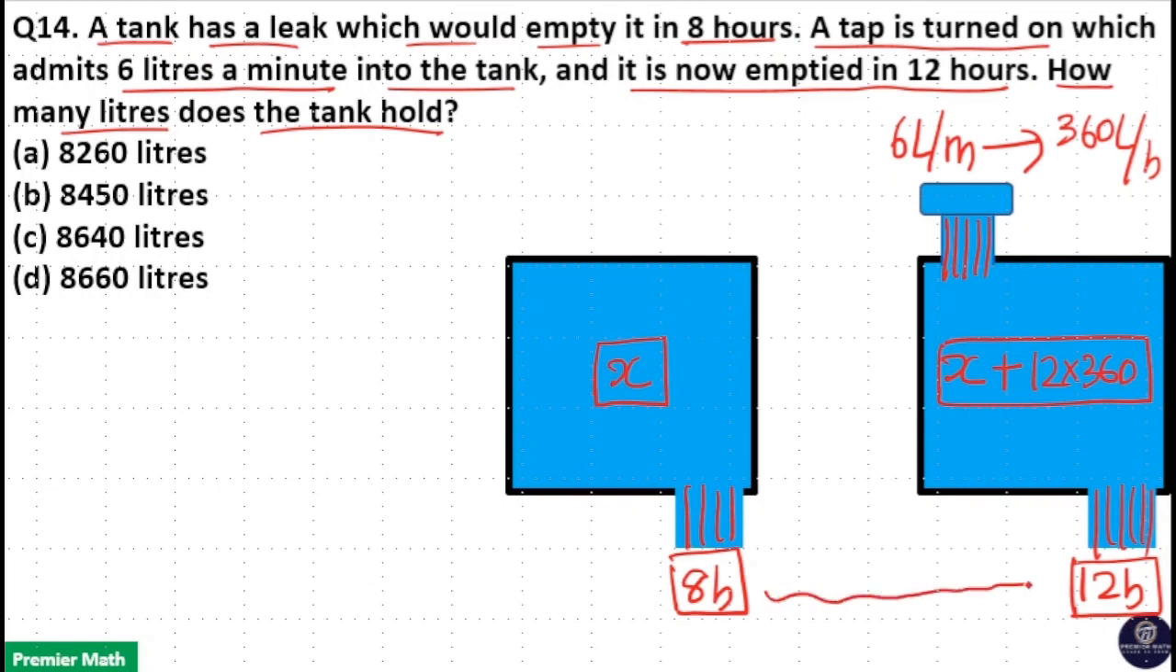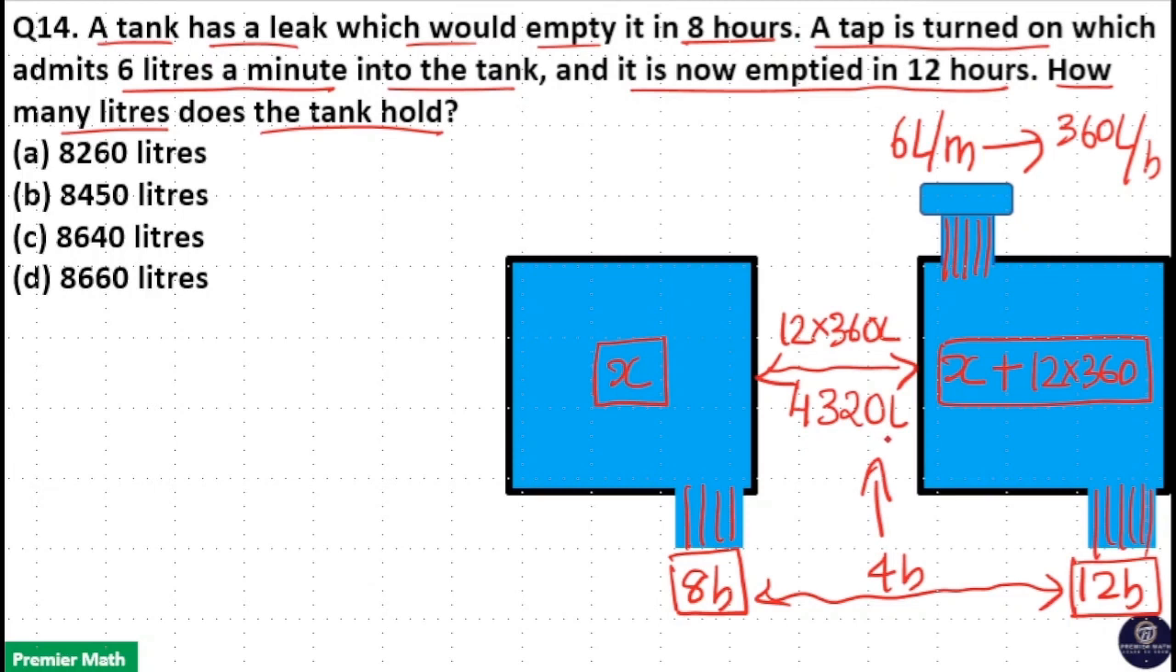Here the time difference between 12 and 8 is 4 hours, and the difference between the amounts of water emptying is, X cancels, 12 into 360 liters. 12 into 360 liters means 360 into 10 is 3600, 360 into 2 is 720. So total 4320 liters. So in 4 hours 4320 liters emptying by this leak.